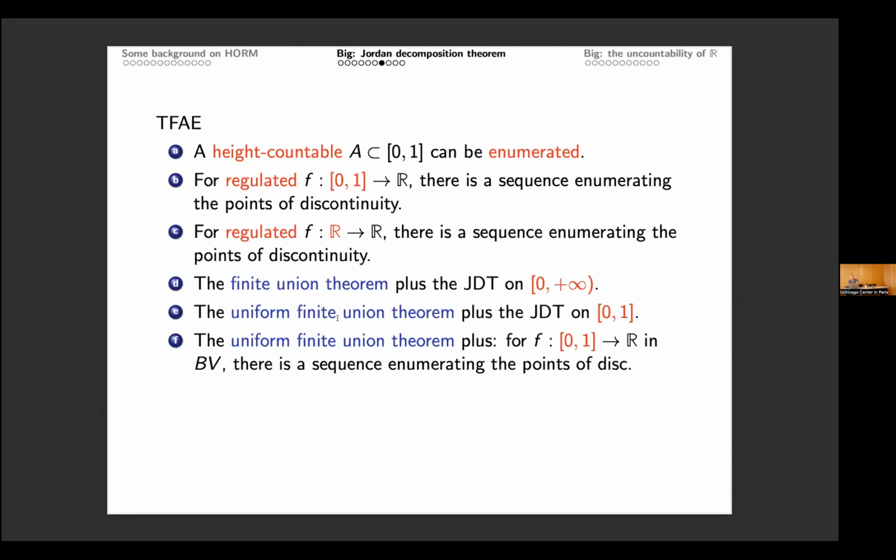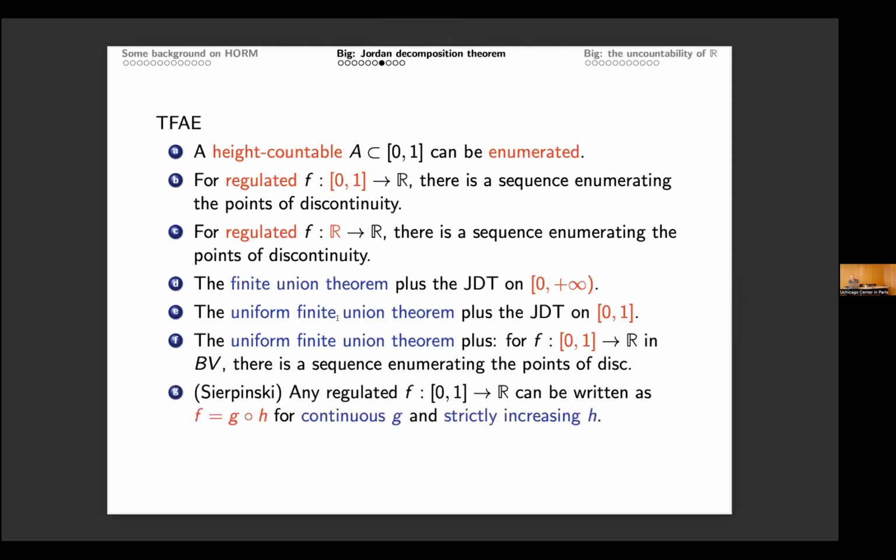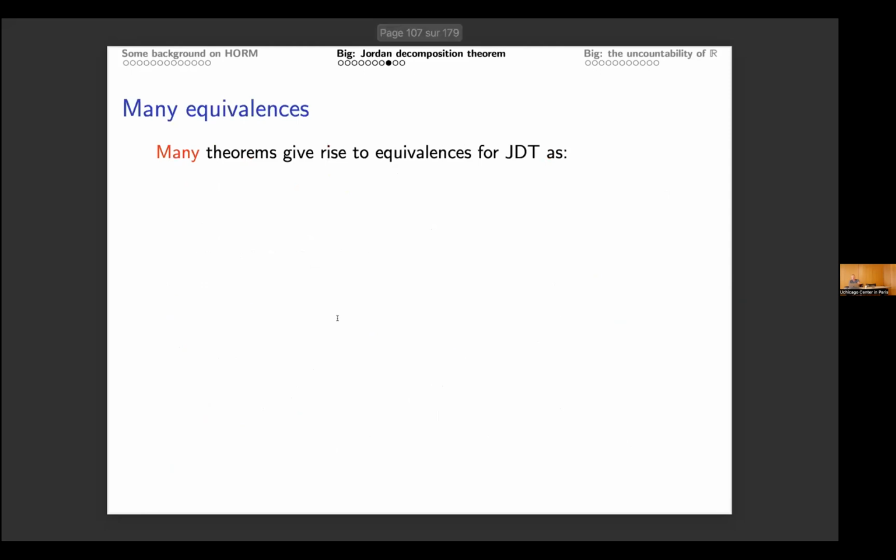And so there's lots of equivalences. Even Sierpinski's theorem, a regulated function can be written like so. So lots of equivalences. For example, a non-enumerable and closed set of reals has a limit point. Sets are given as characteristic functions, like they are in measure theory and probability, of course. Lots of equivalences, and really, really lots of them. Why?